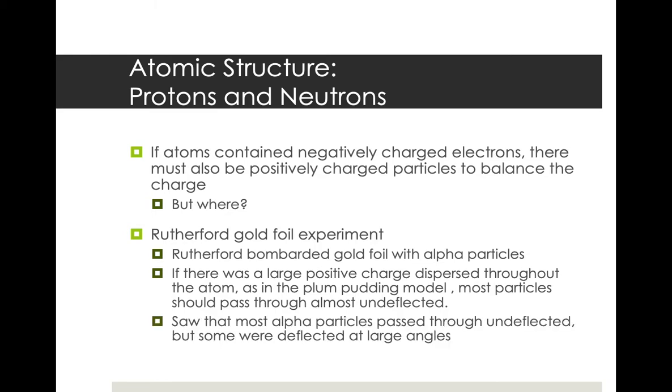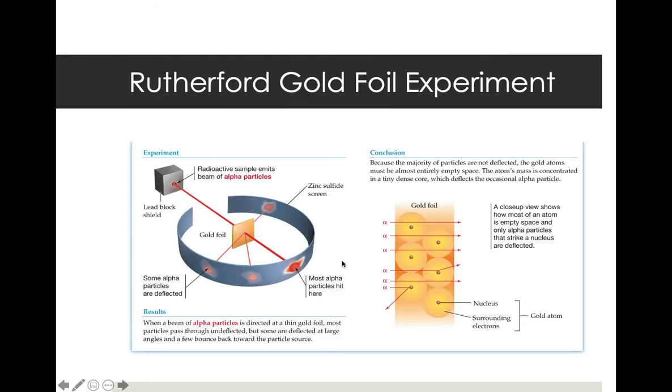But what actually ended up happening is not that. What he observed when he did this experiment is that most alpha particles did pass straight through undeflected, but a noticeable enough number of particles got deflected at really large angles, which could only happen if there's large pockets of positive charge somewhere inside the atom. And so this is a quick look at the experiment here.